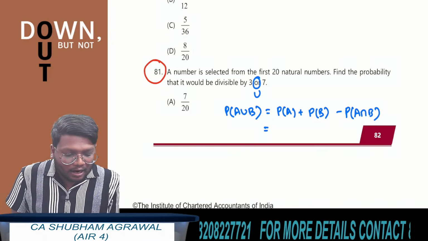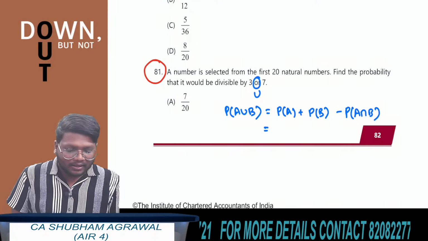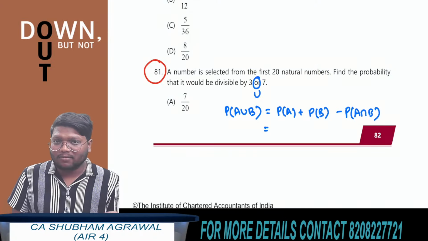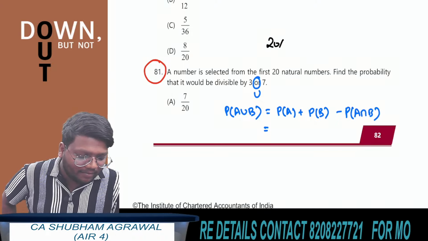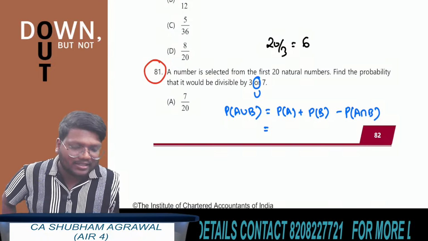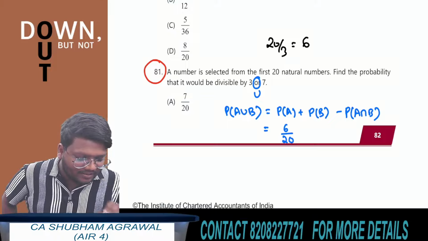Okay. Now tell me, in the first 20 natural numbers, how many numbers are there which are divisible by 3? There are 6 numbers. What you can do here, see, 20 divided by 3, and just write the integer part, which is 6. There are 6 numbers in the first 20 natural numbers which are divisible by 3.